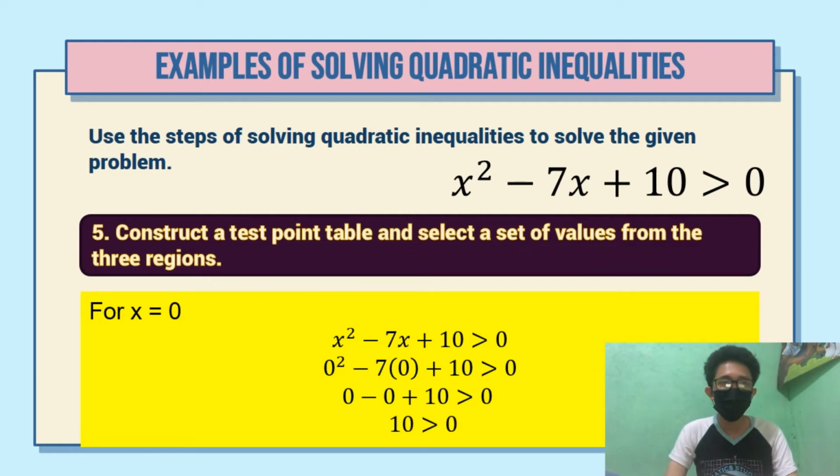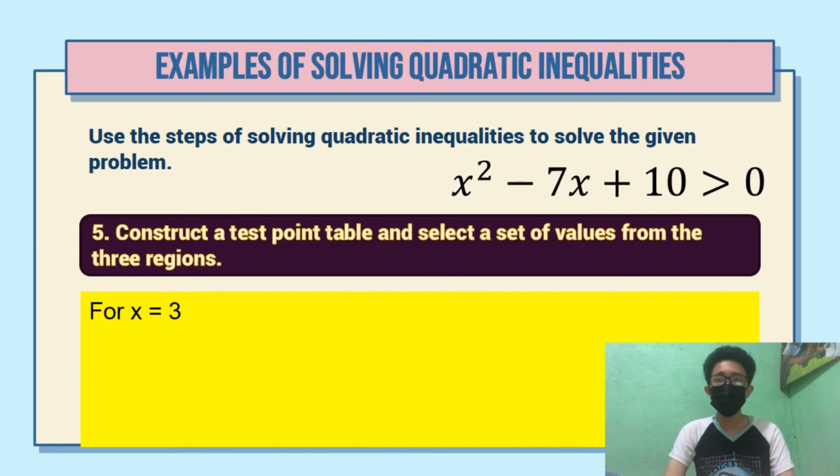In our quadratic inequality, we arrived at the inequality 10 greater than 0. And this is true since all positive numbers must be greater than 0. Therefore, the inequality 10 greater than 0 is true.